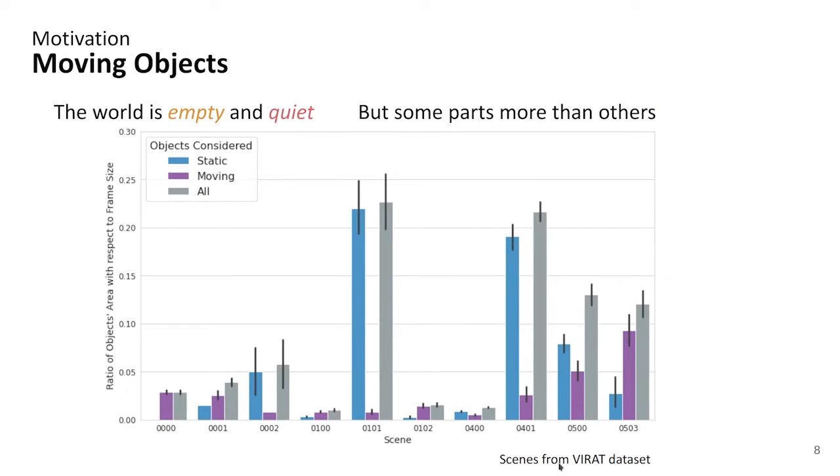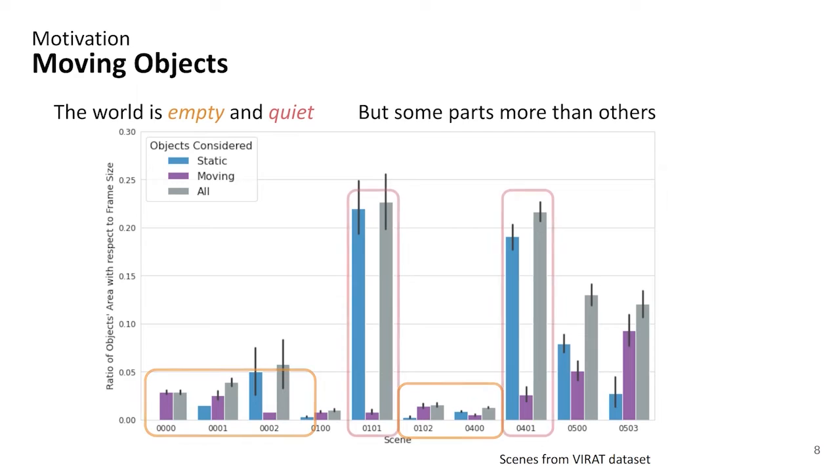We have analyzed images from the different scenes of the VIRAT dataset. The figure shows the percentage of area that is occupied by objects in each scene of the VIRAT dataset. These results show two things. One is the world is mostly empty, and objects represent as little as 2% on some of the scenes and no more than a quarter on others. Moreover, some scenes appear to be quiet, which means that only a tiny fraction of objects in the scene are moving. When considering moving objects only, the average area taken by these objects fluctuates between 1 and up to 8% of the area of the scene.